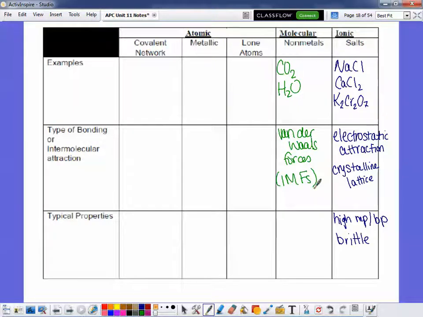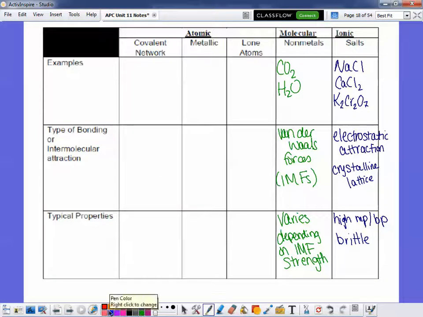Intermolecular forces. Typical properties are going to vary depending on the strength of the intermolecular force. For example, the boiling point of water is very high compared to that of carbon dioxide. So it really just depends on the strength of that intermolecular force. It varies depending on IMF strength.